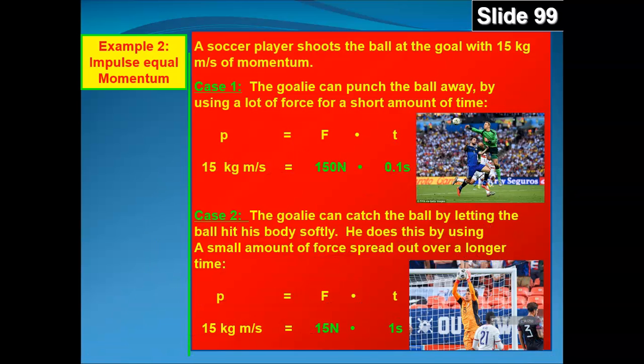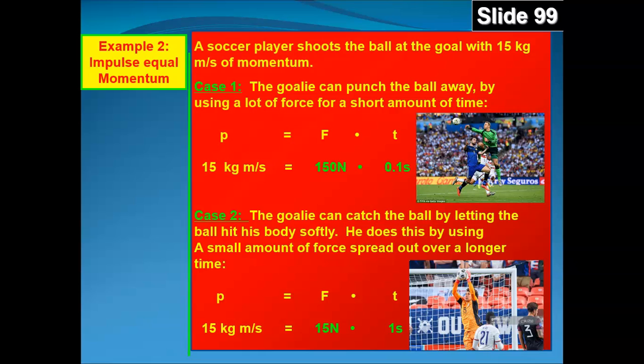So, a soccer player shoots the ball at the goal with 15 kilogram meters per second of momentum. All right, so that's the mass of the ball times the velocity that it was kicked. So here's case number one. The goalie can punch the ball away by using a lot of force for a short amount of time. So the momentum is 15 kilogram meters per second. So let's say he punches it with 150 newtons of force, but for a very short amount of time, 0.1 seconds. In other words, that ball is in contact with his fist for only 1/10 of a second. Then to stop that momentum, he's going to have to apply 150 newtons of force.